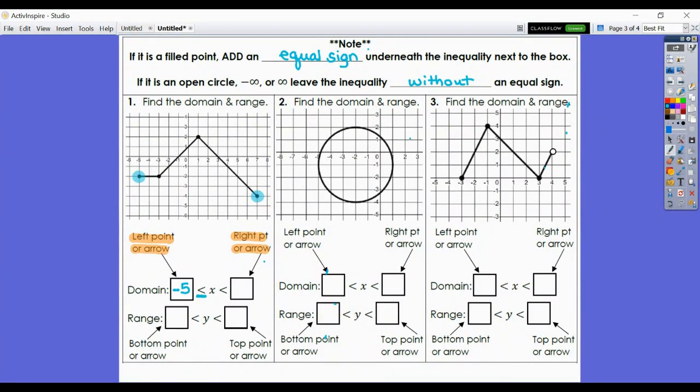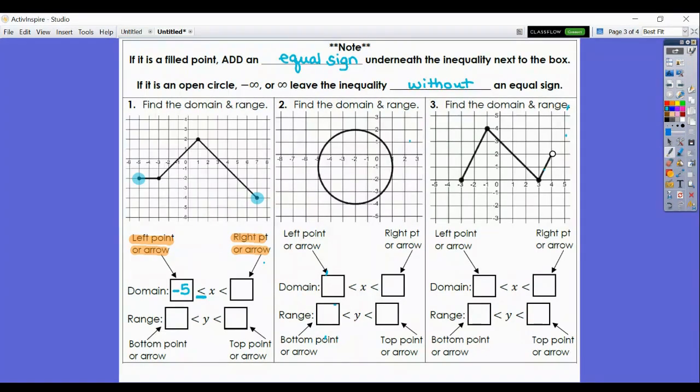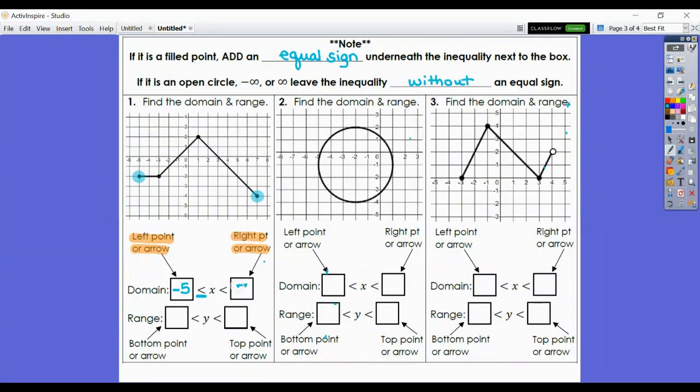Why just the x value? Because it's domain. And I had to put a line underneath because, like I just filled in, if it's a filled point, you have to add the equal sign underneath the inequality. In the box over here, it says fill in with the right point or arrow. Well, the right point is at 7, -4 because it's the domain. I want the x value of that point at 7. It's a filled point, so add a line underneath.